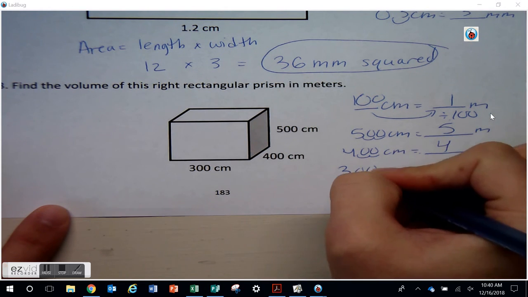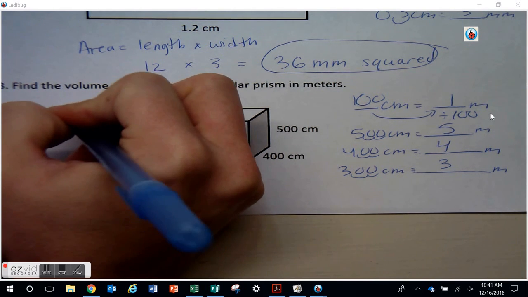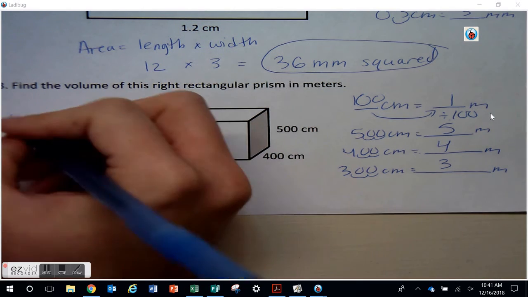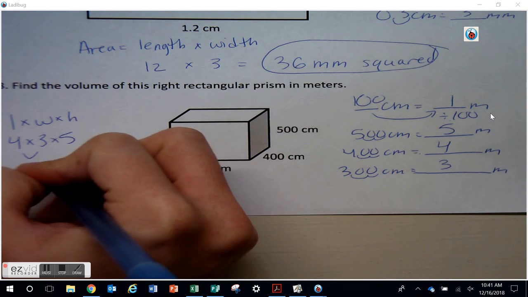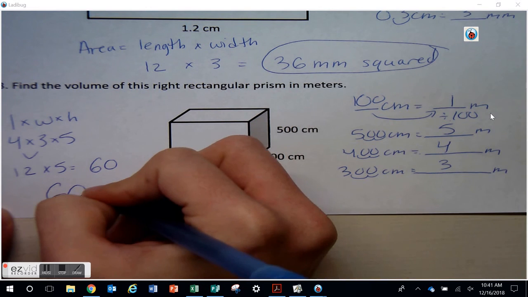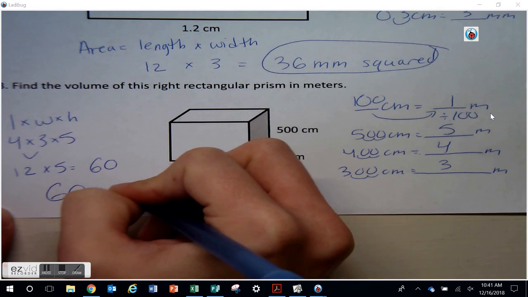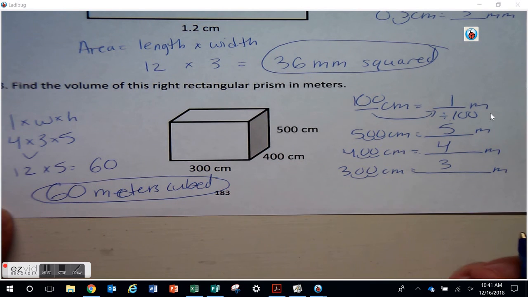So volume equals length times width times height. So we're going to do 4 times 3 times 5. We get 12. 12 times 5 gives us 60. So we have 60 meters cubed. That's the volume of this prism. So again, do your conversions first, then plug them into the formula and find the perimeter, area, or volume.